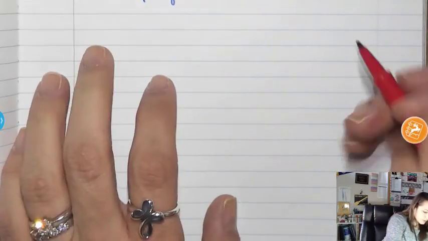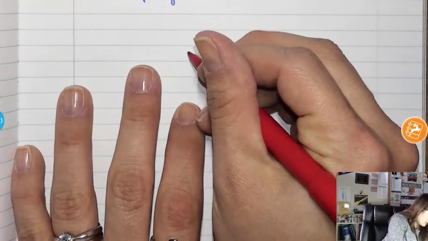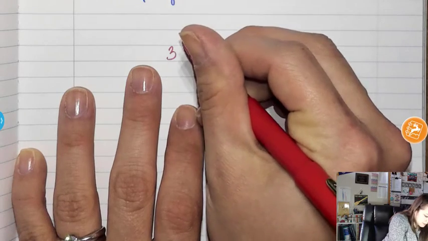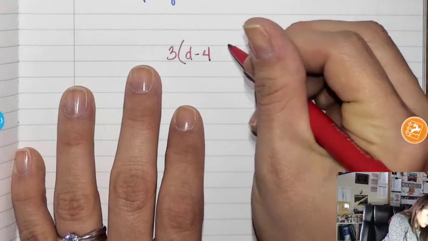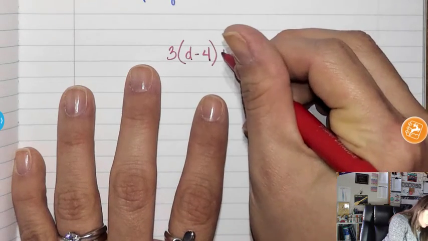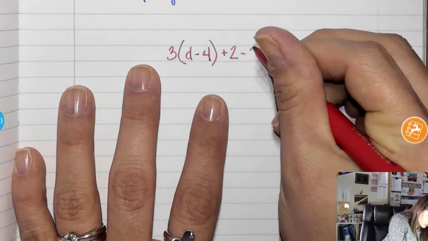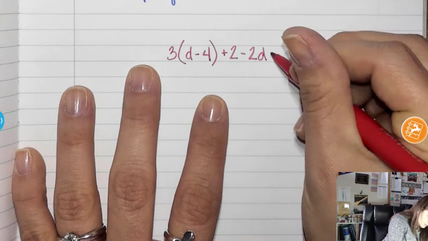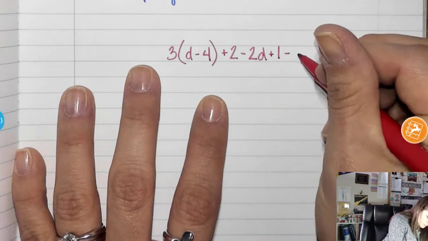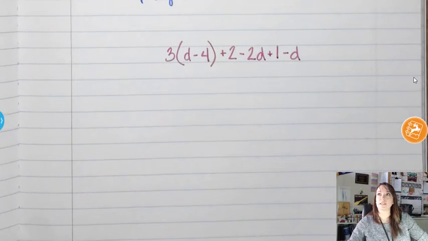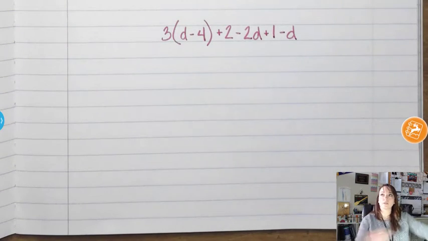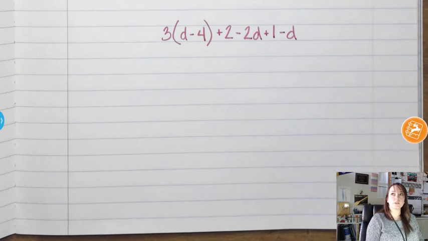All right, here's the next one. If you've got 3 parentheses, D minus 4, close parentheses, plus 2, minus 2D, plus 1, minus D. 3 parentheses, D minus 4, close parentheses, plus 2, minus 2D, plus 1, minus D.